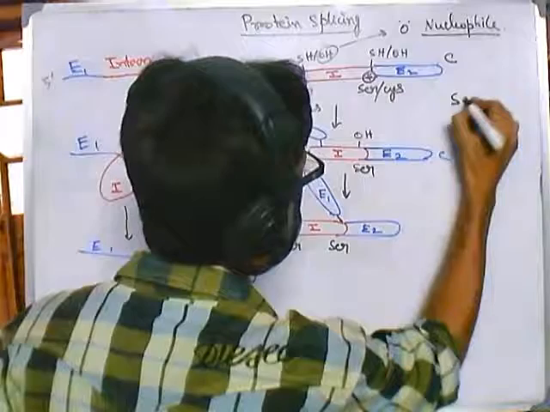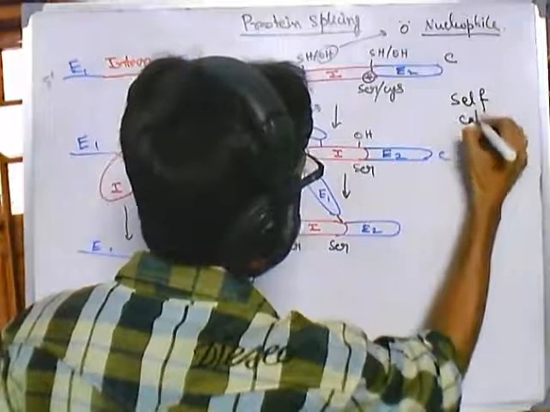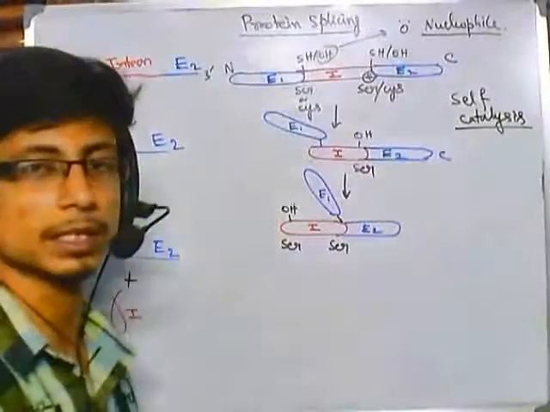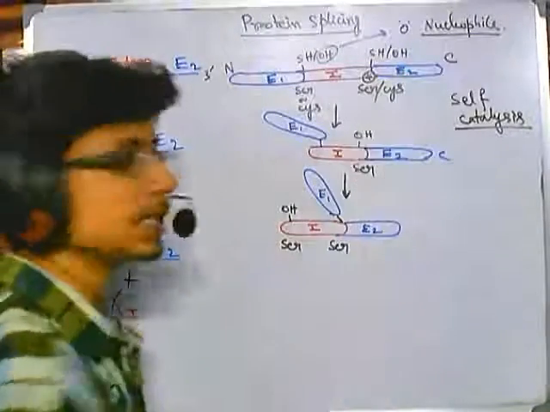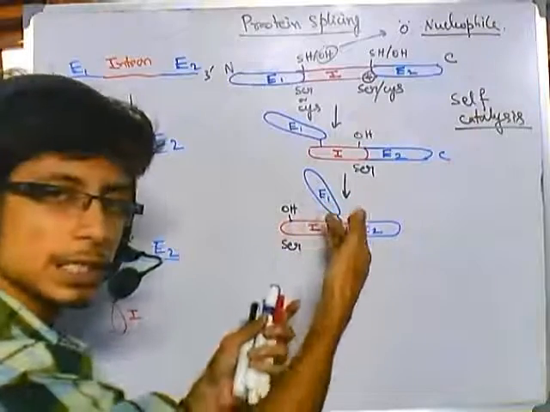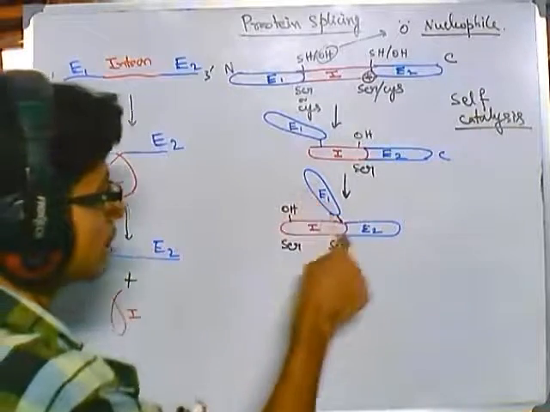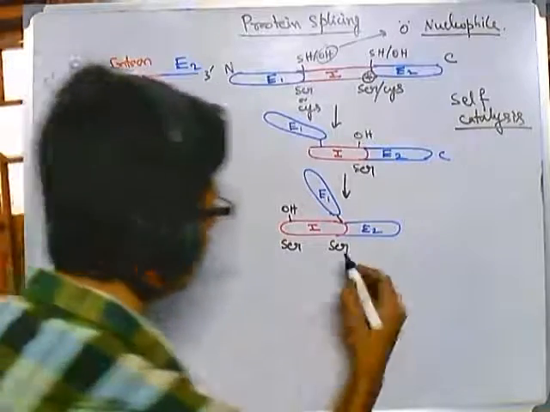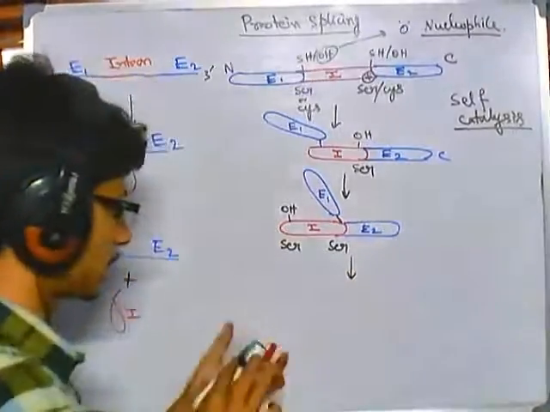So remember, this is self-catalysis. You don't require any kind of catalyst in this case. We don't require any enzymes. This is all self-catalytic reactions. And here again, due to this catalytic reaction, this intein will cut out, and then extein 1 and extein 2 will be joined with each other. So the final step is the joining of these two exteins together.